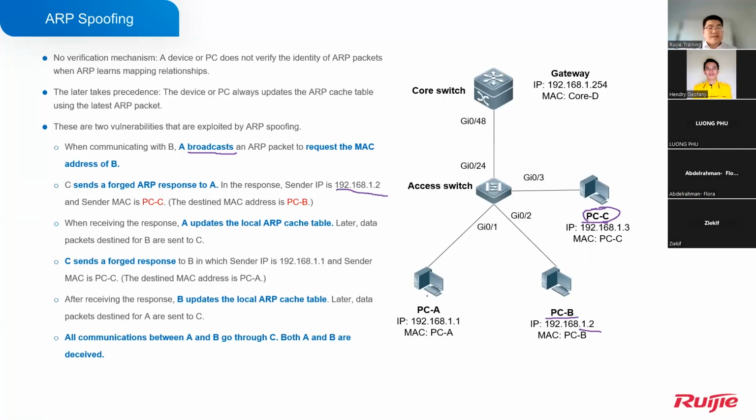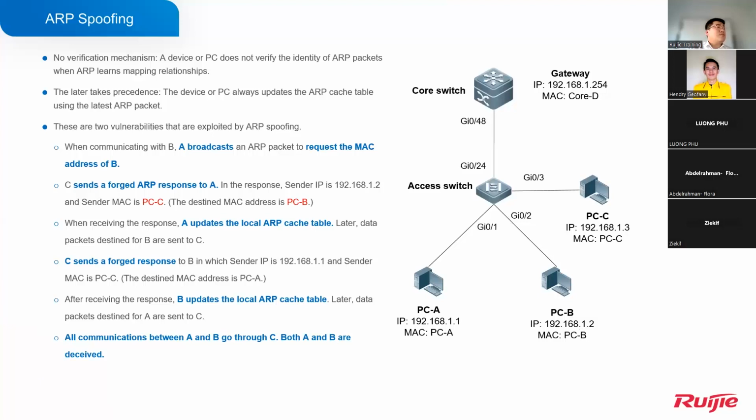And then C sends a forged response to B, in which the sender IP is 1.1. There will be another ARP reply to B, the IP address is 1.1, and the MAC address is PCC. So in the ARP table, the IP address 1.1 is bound to the MAC address of C. So here comes a problem.